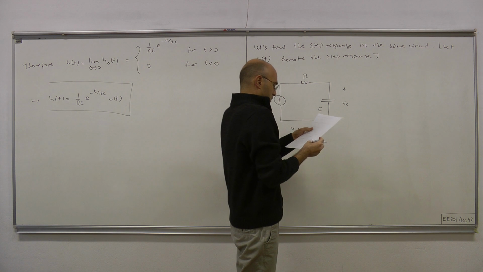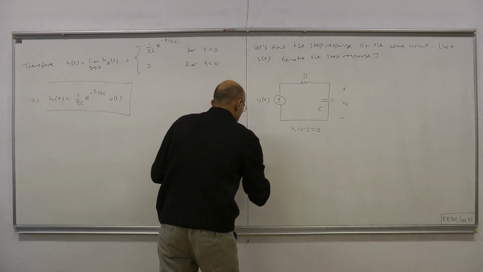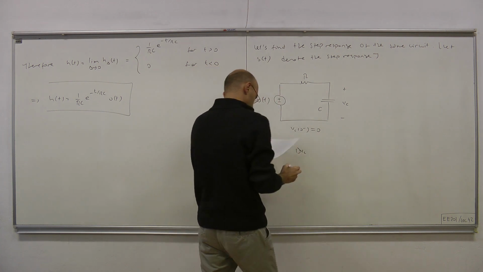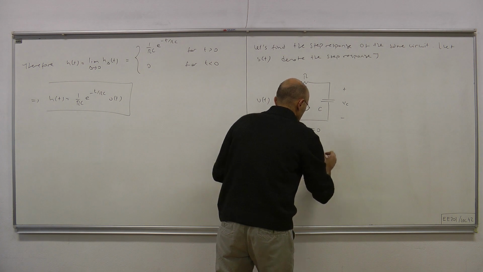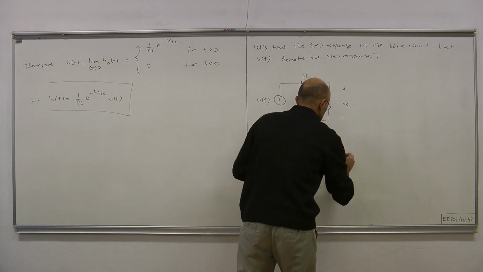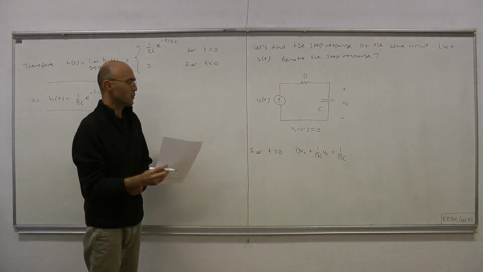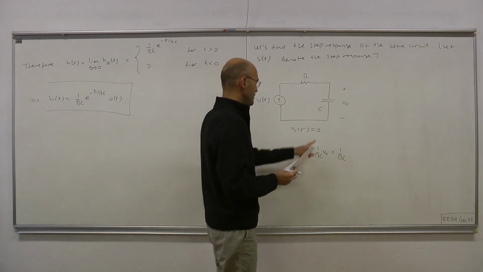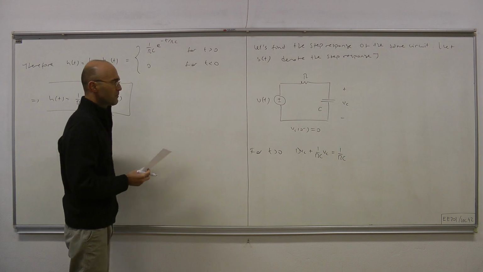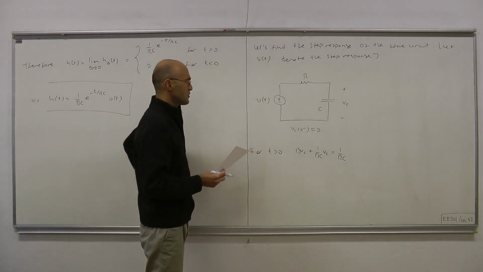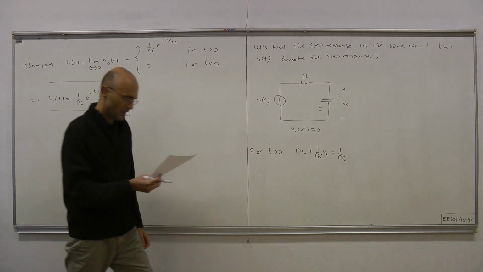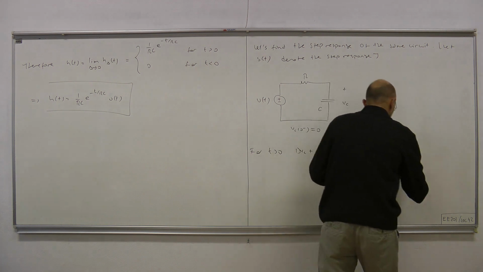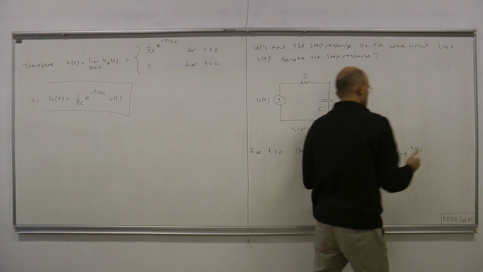Now, what we have for t positive is dVc/dt plus 1 over RC Vc equals 1 over RC. So that's the differential equation for t positive, because the input is 1. And then the initial condition is 0. Therefore, that's a non-homogeneous first order differential equation, and we solved that equation many times, and we know the answer. The answer is Vc of t equals 1 minus e to the minus t over RC.